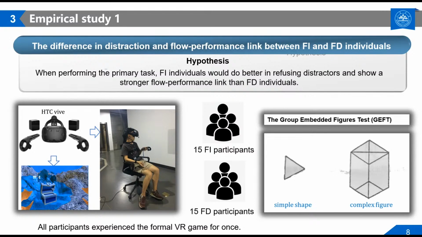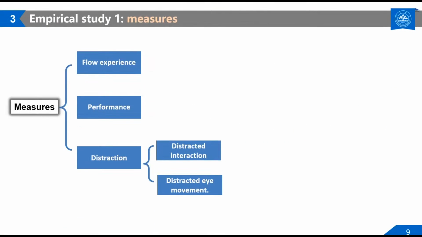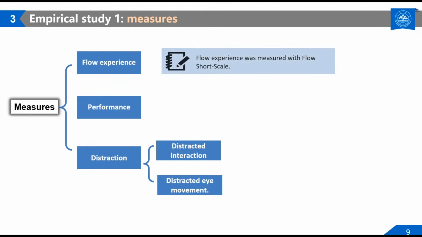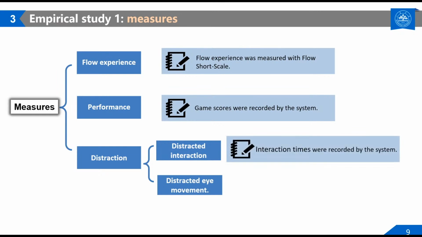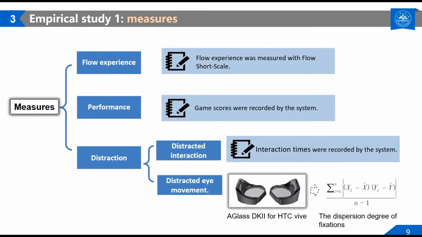After practice, all participants experienced the formal VR game once. Their flow experience, game performance and distraction were measured. Flow experience was measured with the flow short scale. Game performance was recorded by the system. Distraction includes distracted interaction and distracted eye movement. Distracted interaction was measured with the interaction times with irrelevant marine creatures during the primary task. Distracted eye movement was tracked with a glass DKII and assessed with the dispersion degree of fixations.